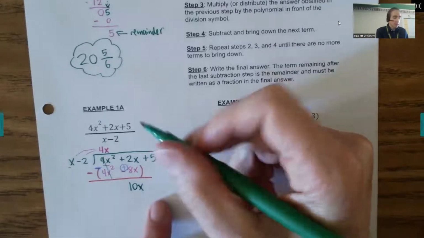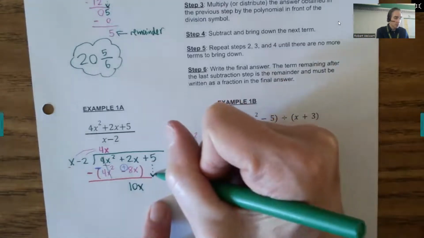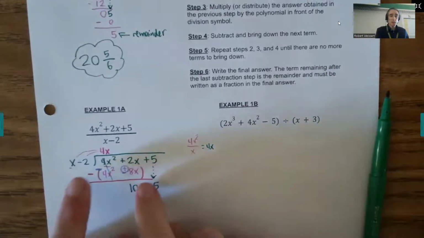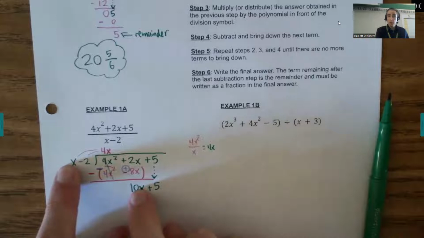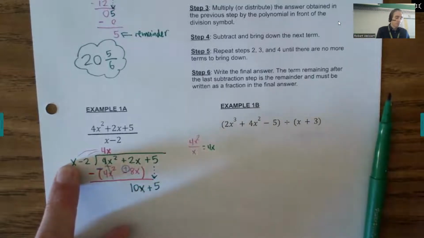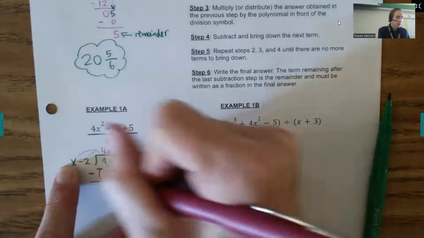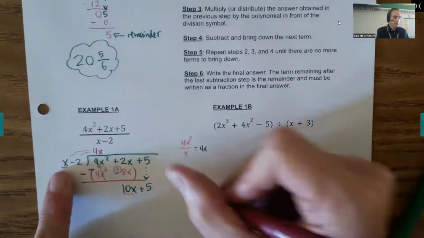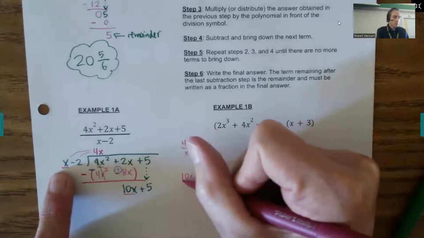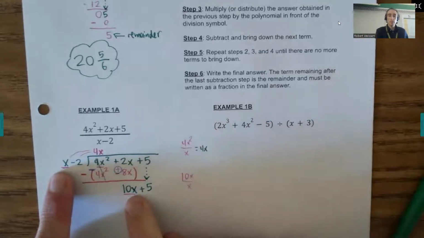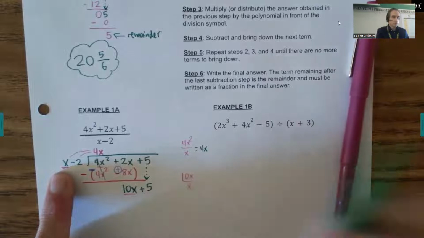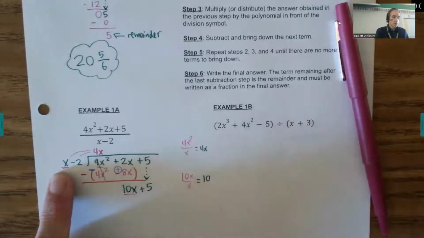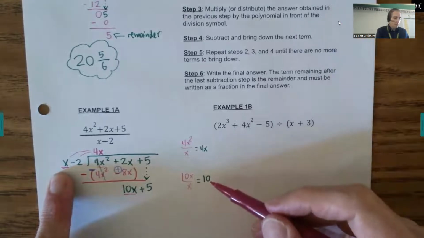Now what I'm going to do is I'm going to take this number here, bring it down, and I'm going to repeat that process with these first two terms. So if you look at the 10x and the x, we're going to go over here and repeat that. Divide those two out. What are you left with? Well, the x's cancel out, so you just have 10. That 10 is going to get written up here.